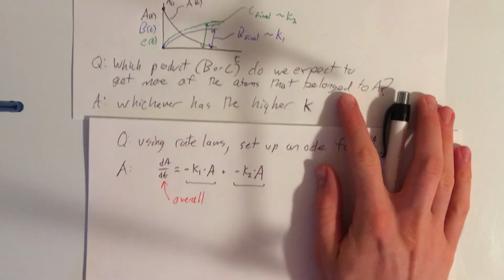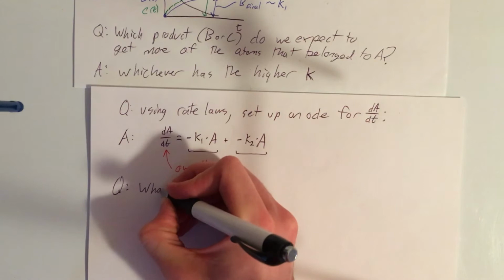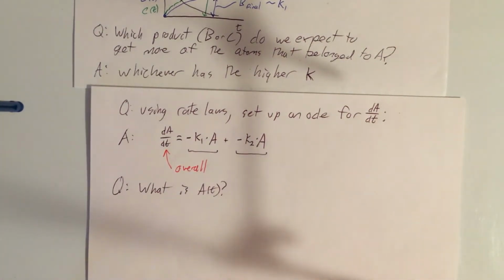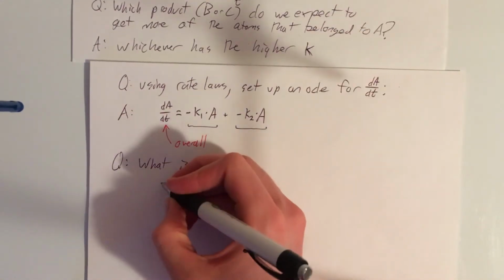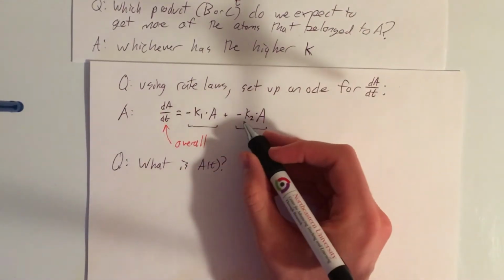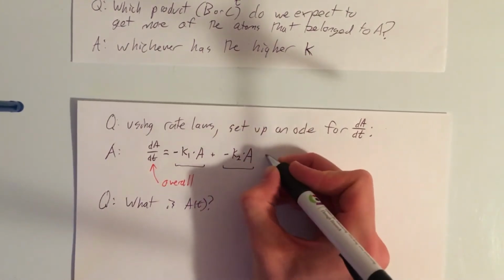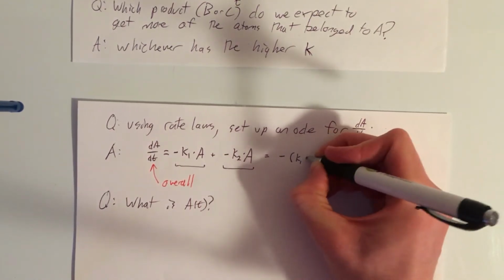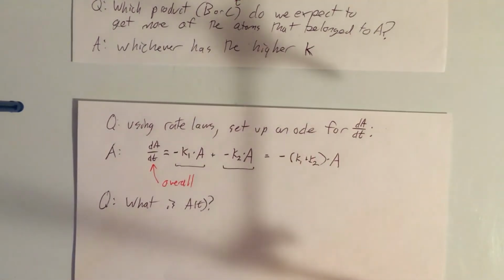All right. Now, here's the next question. What is A of T? Try to work this out on your own. Pause the video. All right, so we'll come back. What do we expect A of T to be? Well, there's a little trick that we can do to this equation before we get there. If we notice, we have A right here and A right here, so we can factor A out of this equation, and it could just be minus K1 plus K2, both of them times A, if we factor A out from both of these.